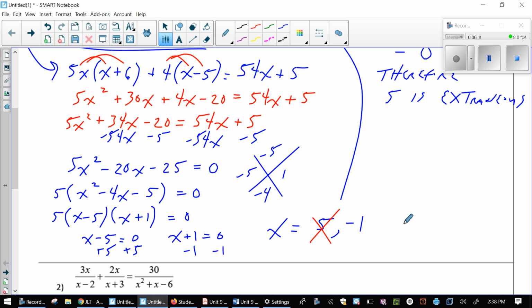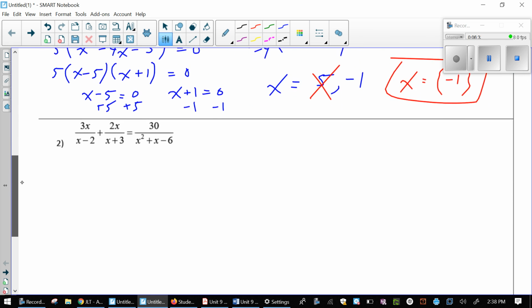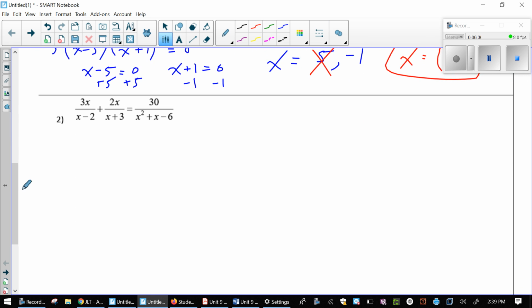That's not a solution. And let's write our final solution as that solution set, which is just going to be negative 1. All right. So take some time with that. If you have questions, just go ahead and shoot me an email. I'll be happy to reply to you on those.